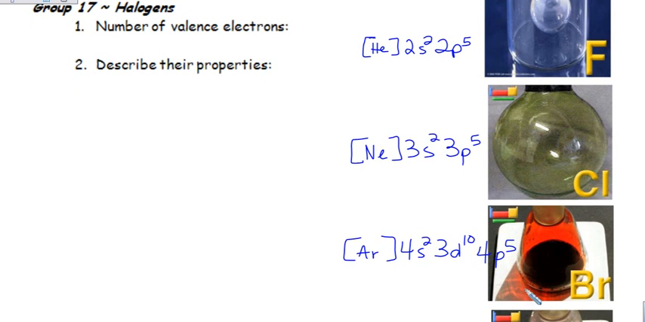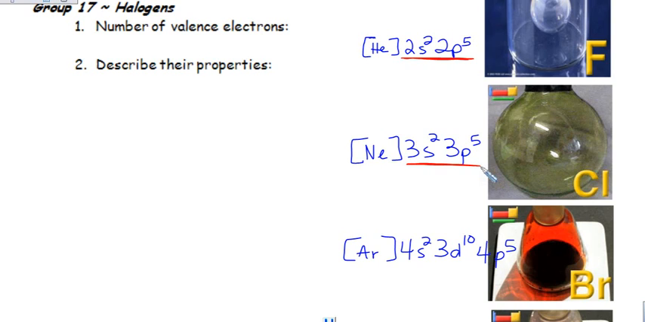Valence electrons, or electrons in the outermost, the highest energy level. The highest energy level in fluorine is the second. We want all the electrons in the second energy level. There are 2 in the S, 5 in the P, for a total of 7. Then I go down to chlorine. Now we're looking at the third energy level, but it still has 7 electrons, 2 in the S, 5 in the P.